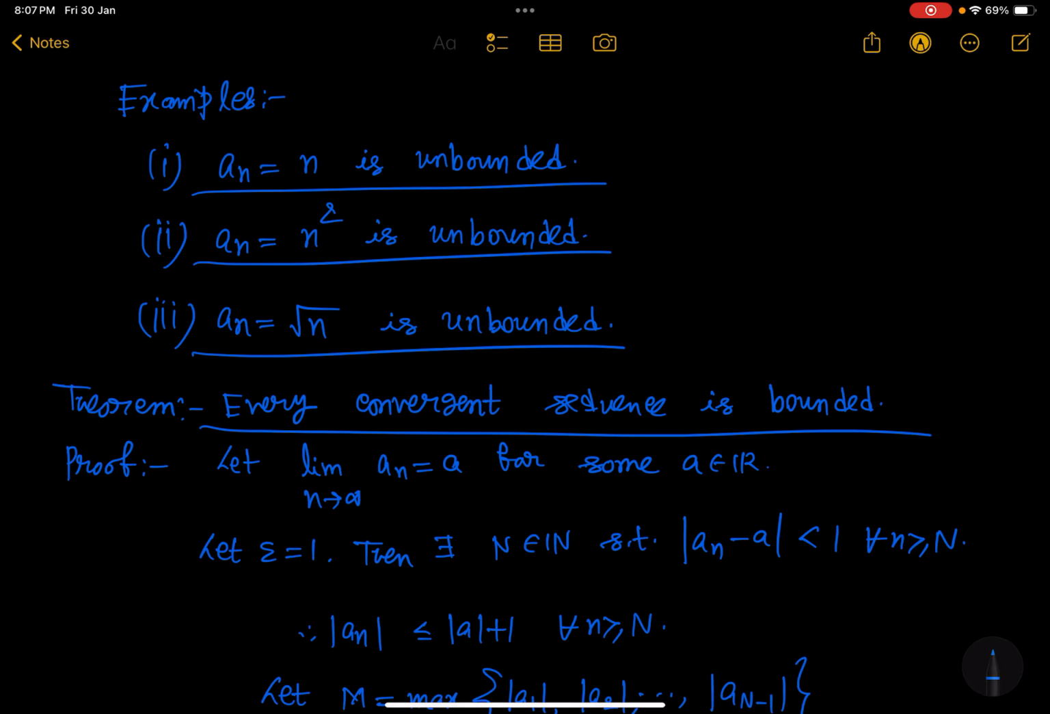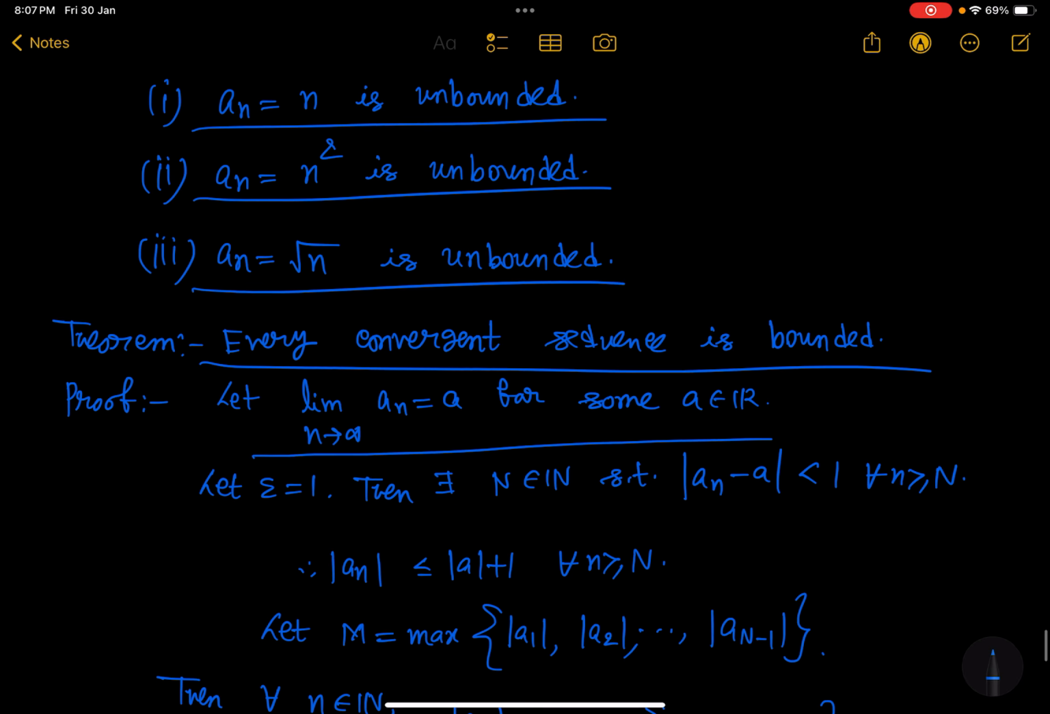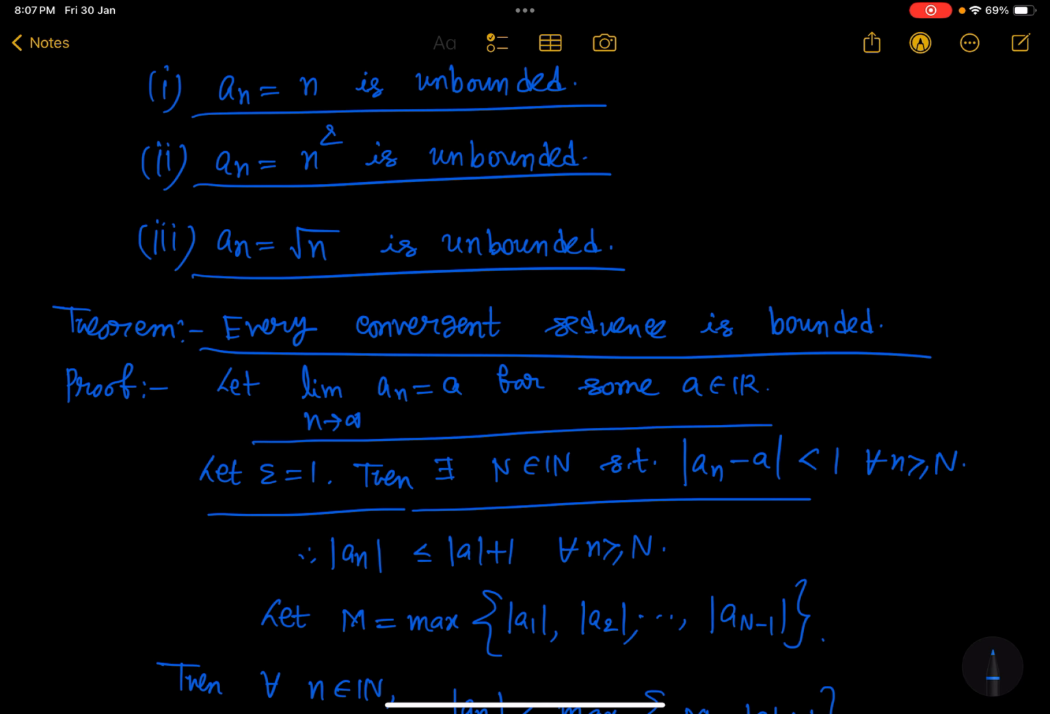So let a_n be a convergent sequence, that is, it has a finite limit a for some a belonging to R. Let epsilon equal to 1, then there is a natural number capital N such that for all n bigger than or equal to N, mod of a_n minus a is less than 1. Therefore mod of a_n is less than or equal to mod of a plus 1, right? Because we use the triangle inequality, and this can be written like a_n minus a plus a, which is less than or equal to mod of a_n minus a plus mod of a, which is less than 1 plus mod of a, right? That's why I wrote this. And the triangle inequality.